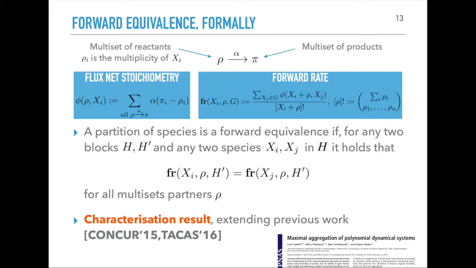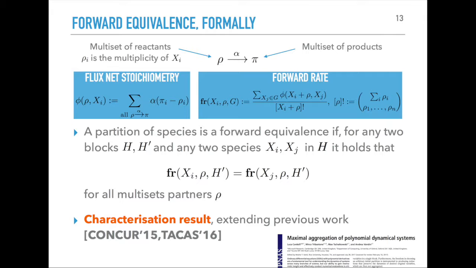So every reaction will be in this form, where you have a multiset of reactants, and rho i is the multiplicity of species xi, and this is a multiset of products. Now, I'm defining two quantities, which we call the flux net stoichiometry, which looks like this. It's a quantity that depends on a multiset and a species, a particular species of this multiset. And essentially, it's a projection of the net flux with which this variable is involved in any possible reaction of my system. So I sum across all possible reactions, each of them being the specification of a monomial in a differential equation. And then what I sum across is alpha, which is the rate of that reaction, multiplied by pi i, so how many things I see on the right-hand side of the species, minus rho i.